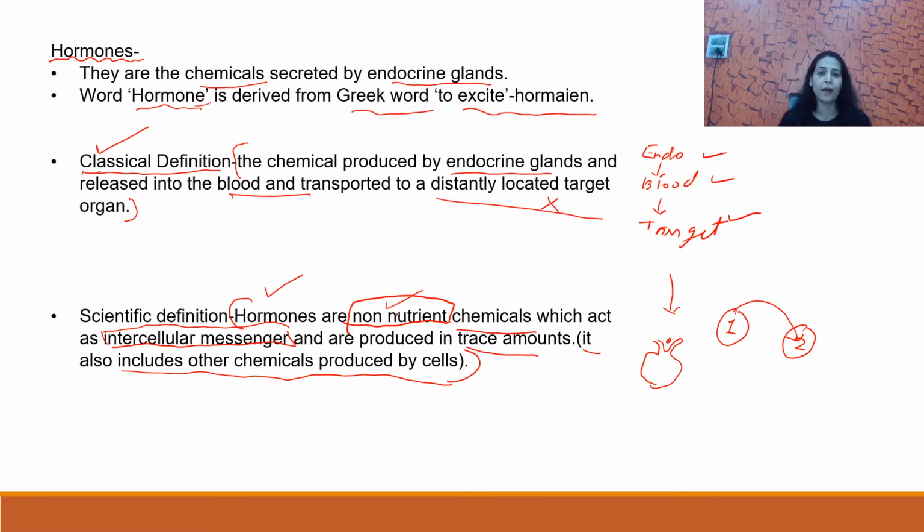Scientific definition has certain important keywords. Do remember, hormones are non-nutrient. They do not have any nutrient value. They act as an intercellular messenger and they are produced in very trace amounts. This definition goes not only for the hormone but for all the other chemicals produced by the cells.